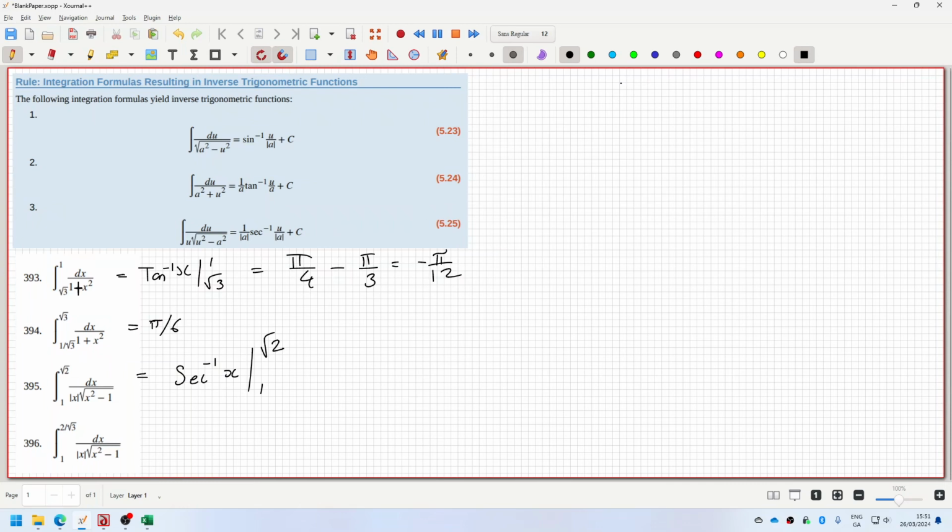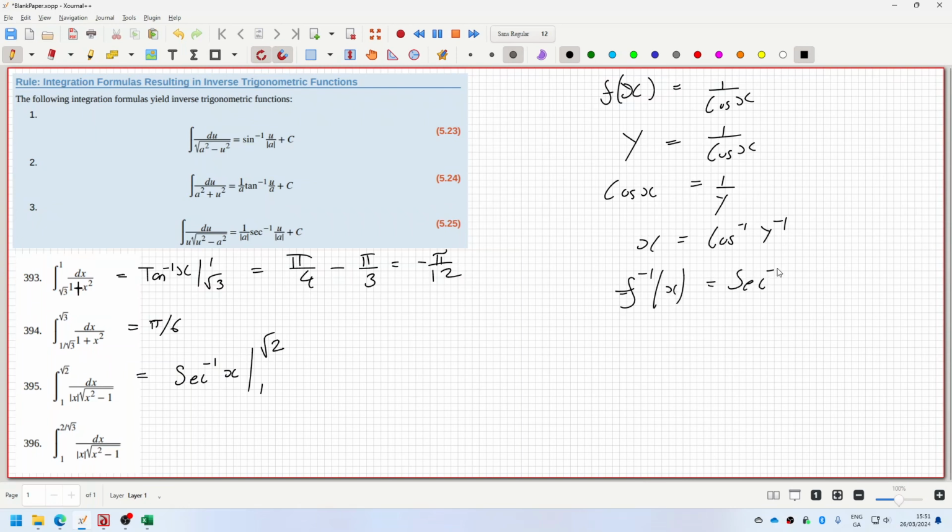Okay, so just remember that sec x is 1 over cos x. So if you have y equals 1 over cos x, then cos x equals 1 over y. So x is cos inverse of 1 over y. So that means the inverse function, sec inverse I mean, will be cos inverse of 1 over x. So that would be cos inverse 1 over root 2 minus cos inverse 1.